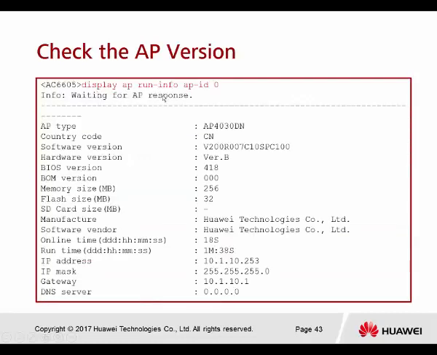Display AP run info AP ID 0. So right now I just want to check all the information of a specific AP. So this is my AP ID number 0. So I know what model they are using right now. Okay, the country code, the software version, you can check from here. If the software version is already outdated, go try to upgrade. Okay, they show you the BIOS version, the manufacturer, the software vendor, the uptime, IP address, gateway, DNS.